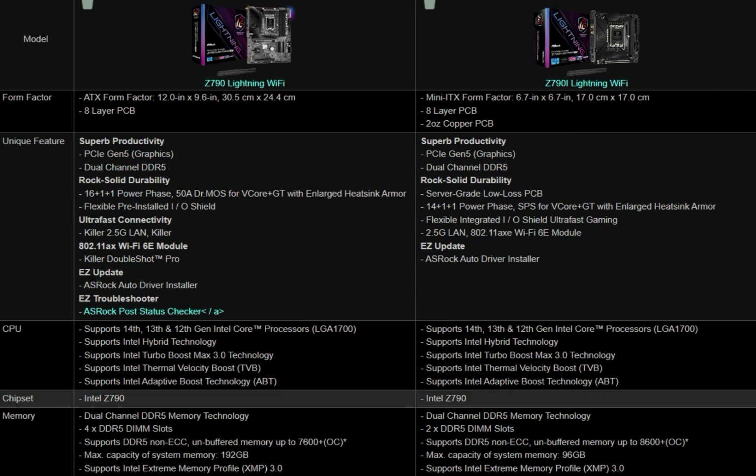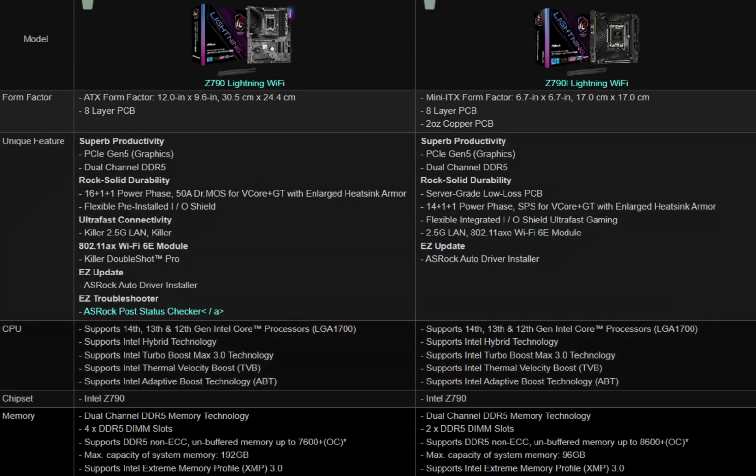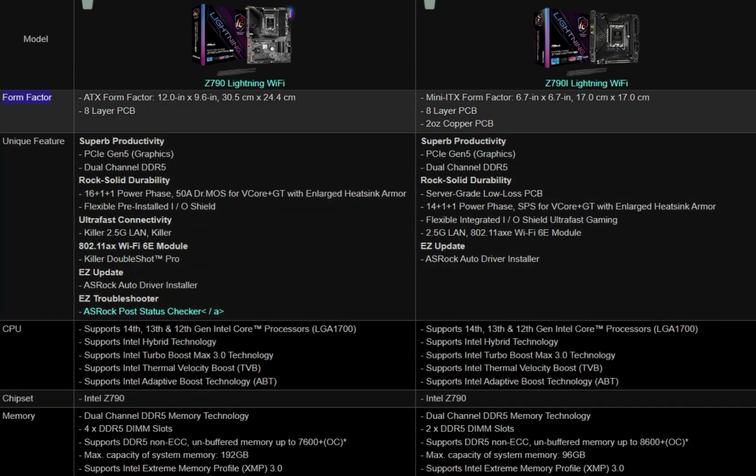Hi guys, today let's talk about Z790 Lightning Wi-Fi and Z790I Lightning Wi-Fi. So what is the difference?